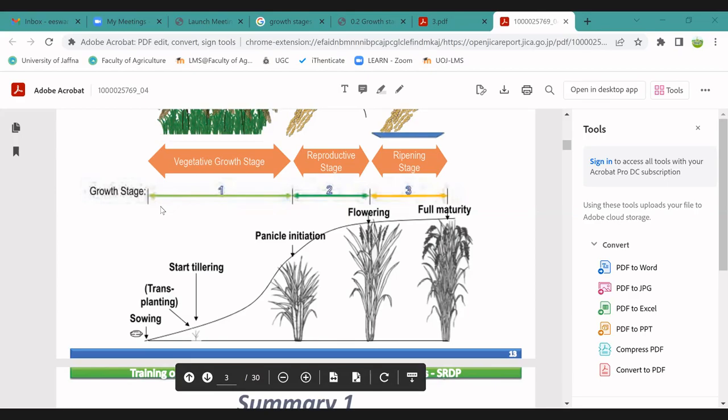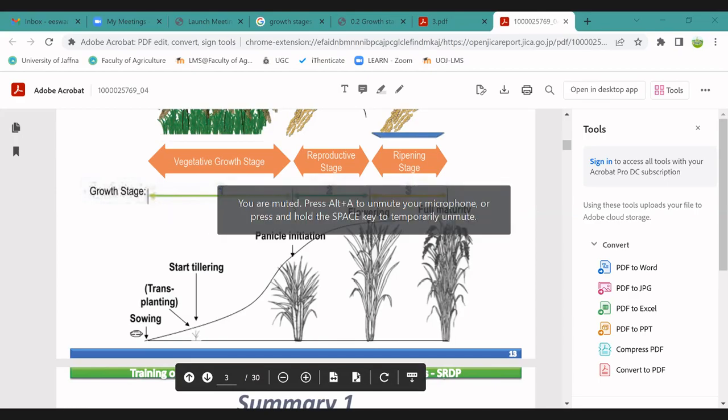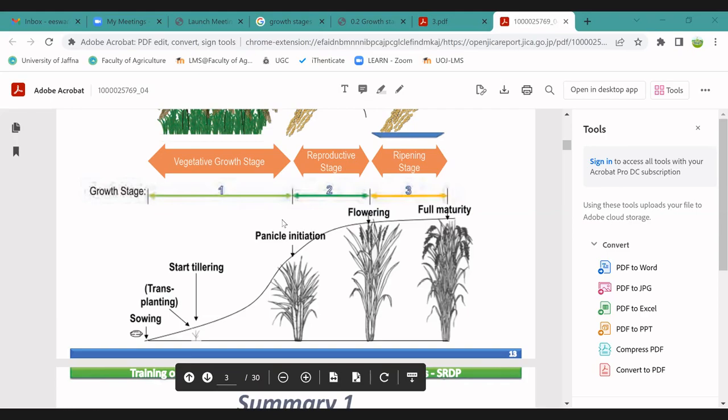So that's the important thing about these growth stages. Why should you know growth stages? Because at each and every growth stage, the requirement is different. So if the requirement is different, then you have to fulfill those requirements through management. So your management should also be different, right?